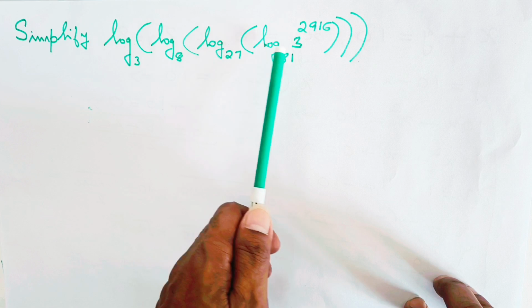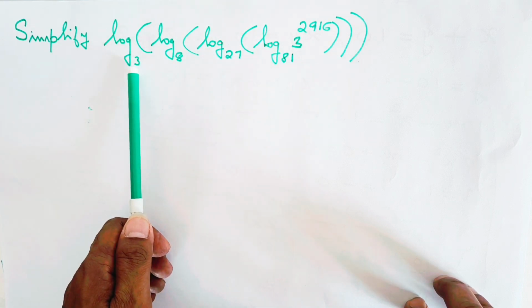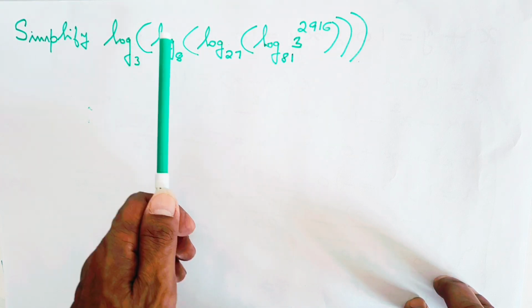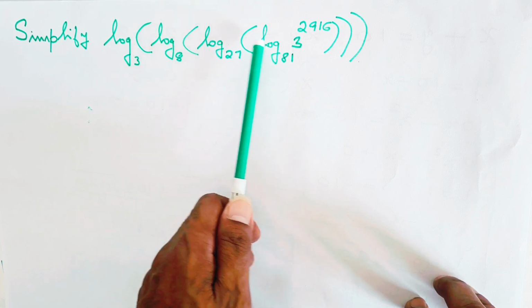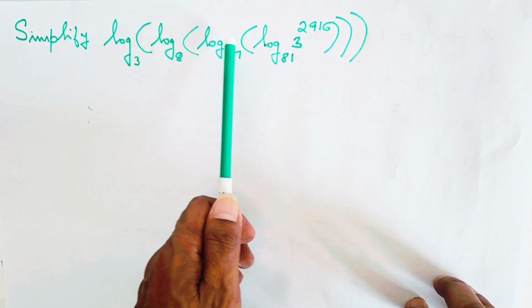This is what we call the argument of a logarithm. This is the base. So if you look at the argument, again you can see the logarithm of a certain other number to the base 8. It goes on like that.